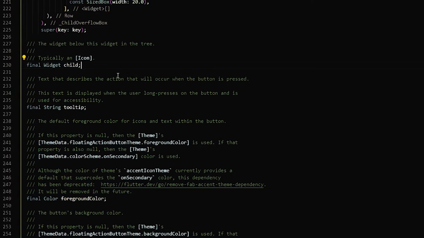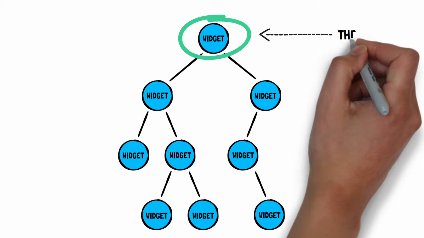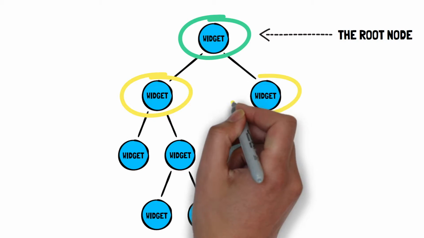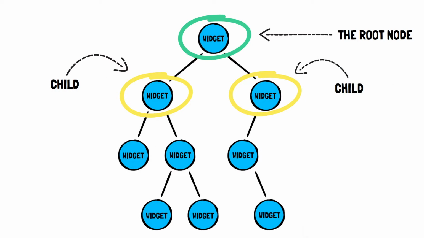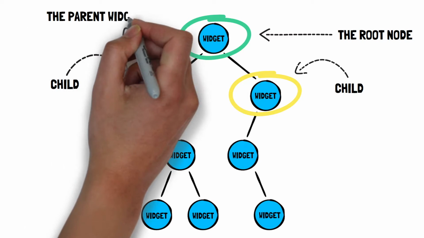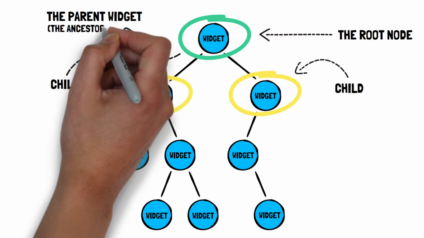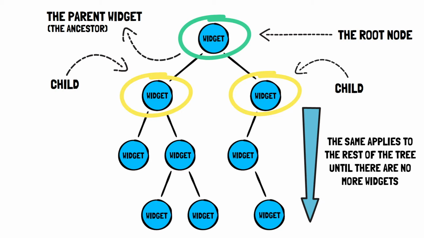Well, since everything in Flutter is a widget, there must be a way for the framework to keep them organized, right? And what's a better way to nest and organize stuff than using a tree? Observe this picture. Take a look at the top of the tree. That's the root node. Below that, you can see two other widgets emerging from it. These are the children. The widget above is also called the parent widget or the ancestor, and that's how the tree evolves for every widget until there are no more children inside the tree.